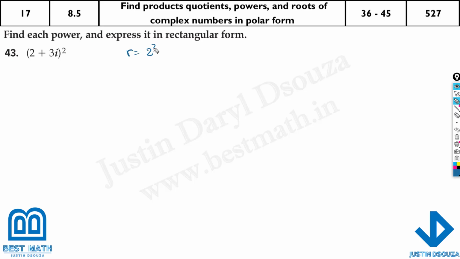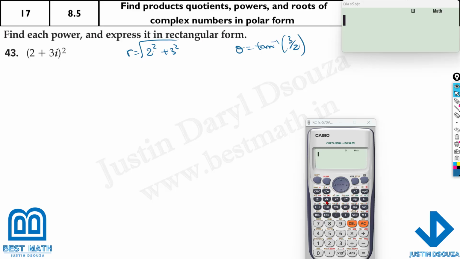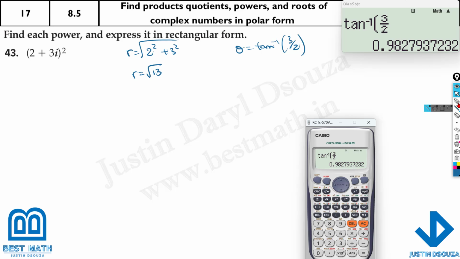R equals 2 squared plus 3 squared the whole square root. Theta equals tan inverse of 3 divided by 2. And in calculator, we type these both. So it is square root of 2 squared plus 3 squared. The answer is square root 13. R is equal to square root 13. Theta will be tan inverse of, you can use a fraction or you can write 1.5, that's 3 by 2. And here we go, it will be theta is equal to 0.9828.